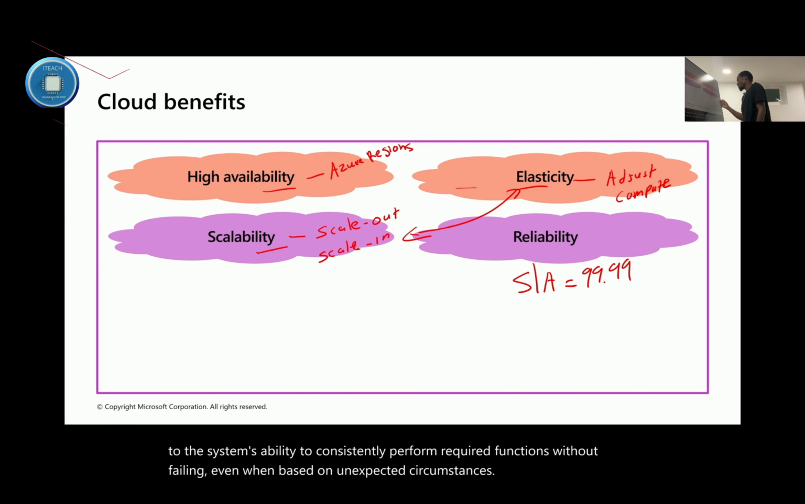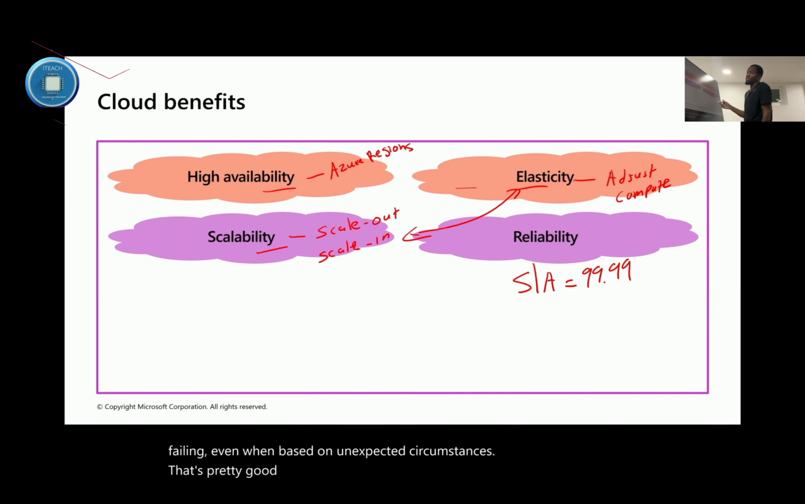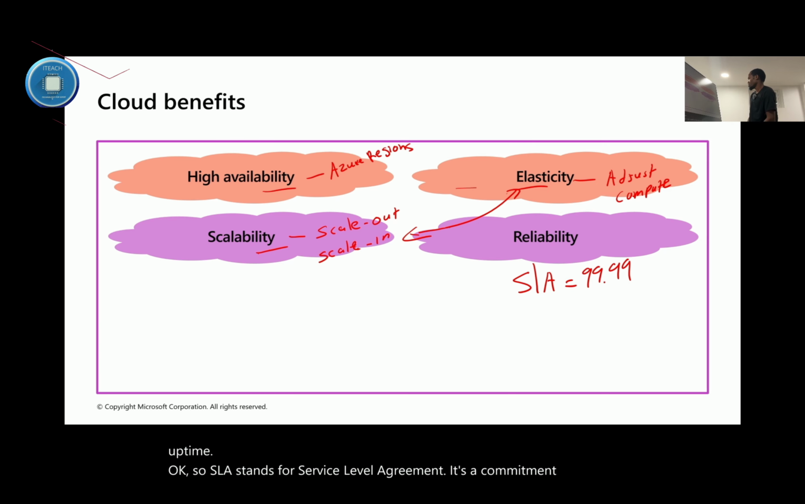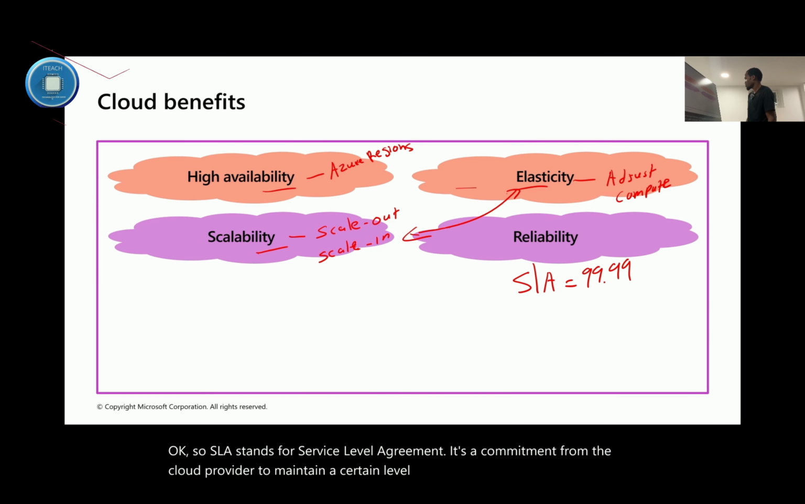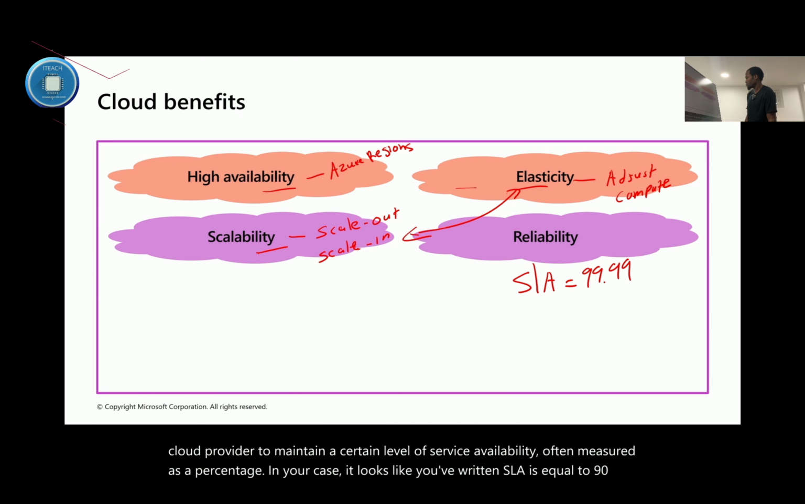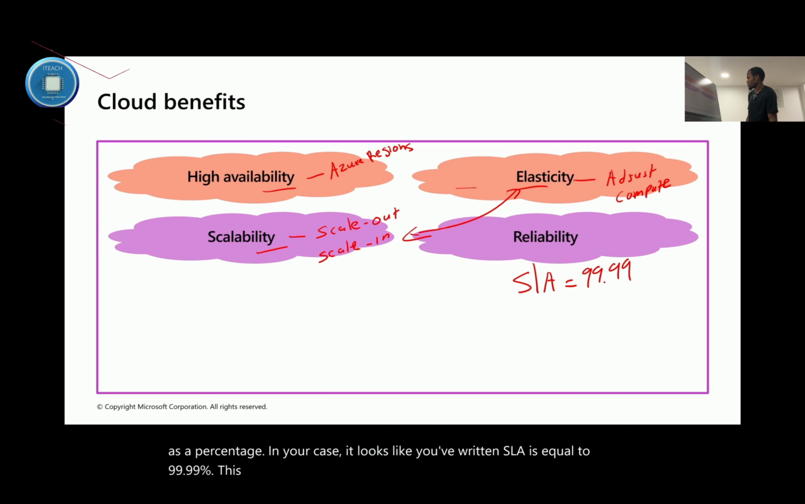That's pretty good. Explain that reliability in the sense of SLA and 99.99% uptime. So SLA stands for Service Level Agreement. It's a commitment from the cloud provider to maintain a certain level of service availability, often measured as a percentage. In your case, it looks like you've written SLA is equal to 99.99%. This means that the provider guarantees that the service will be operational 99.99% of the time. Is there anything more you'd like to know about this?